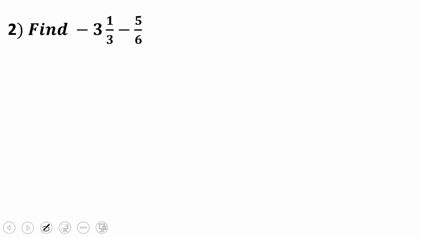So 3 times 3 is 9 plus 1 is 10, so negative 10/3. Remember, I always put the negative in the numerator. Now I need common denominators, and that's going to be 6, and I'm going to keep it. Well, 3 times 2 is 6, so negative 10 times 2 is negative 20. Minus 5/6, because we just keep the 5.